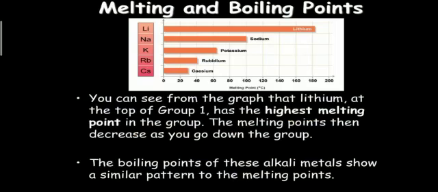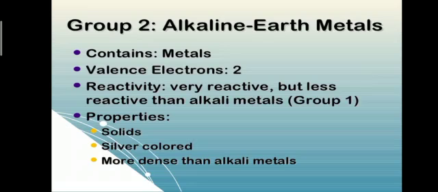Melting and boiling points: group 1 has the highest melting and boiling points, and as we go down the group, the melting and boiling points gradually decrease. As we know, the density is low, which means the mass of the element will be less, and when the mass of the element is less, it has lower melting and boiling points.